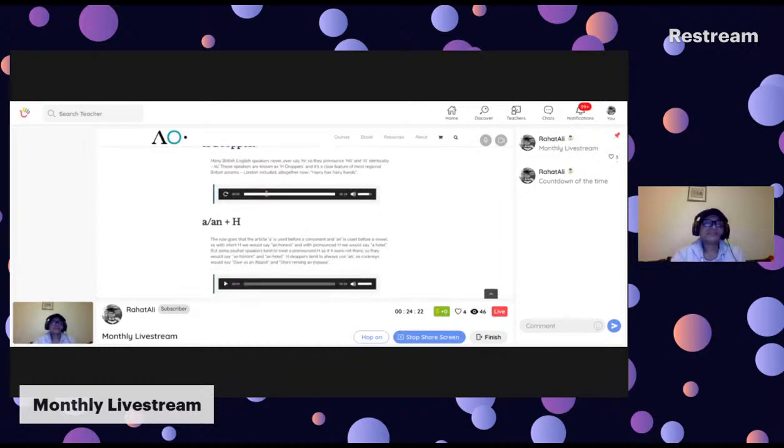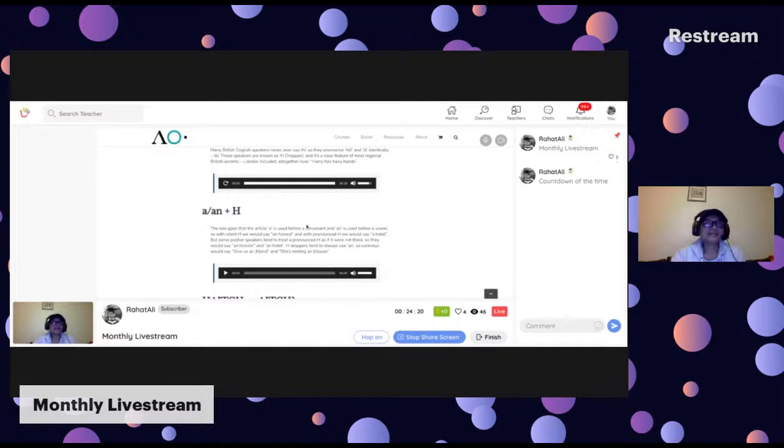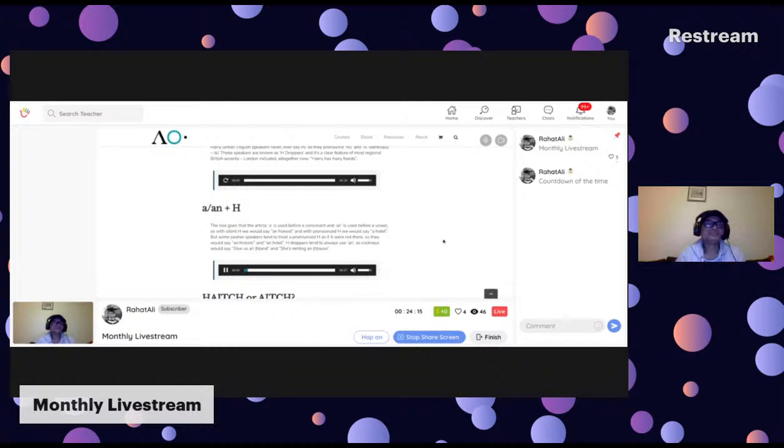Next one, if there is article A or AN before H. The rule goes that the article A is used before a consonant and an is used before a vowel. So with silent H we would say an honest, and with pronounced H we would say a hotel. But some posher speakers tend to treat a pronounced H as if it were not there, so they would say an historic and an hotel. H droppers tend to always use an. So Cockneys would say give us an 'and. She's renting an 'ouse.